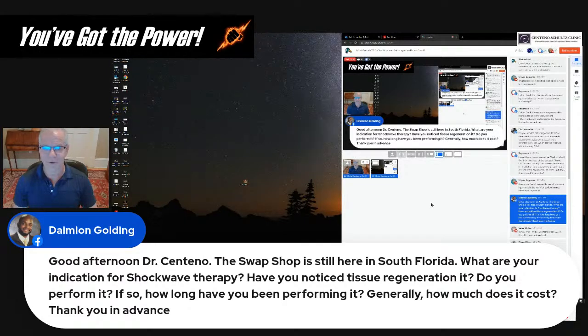What are your indications for shockwave therapy? Have you noticed tissue regeneration? Do you perform it? No, we wouldn't use shockwave therapy for anything we're talking about here. Shockwave therapy, as I think I've said before, would be good if we were trying to treat superficial issues like up against the skull base, where you have tendons that can get irritated, or tendinopathy.